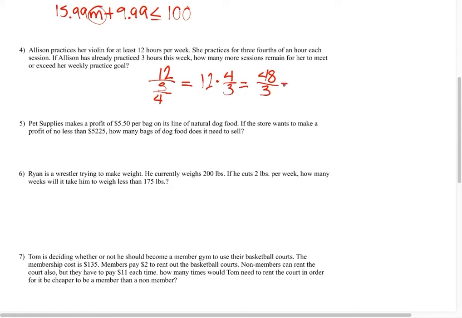48 divided by 3 is going to be 16. So in order to have 12 hours per week, Allison has to have 16 sessions in total. Allison has already practiced for 3 hours of this week, so she has already completed 1/4 of the week. So this correlates to 4 sessions. So she's completed 4 of the 16 sessions this week.